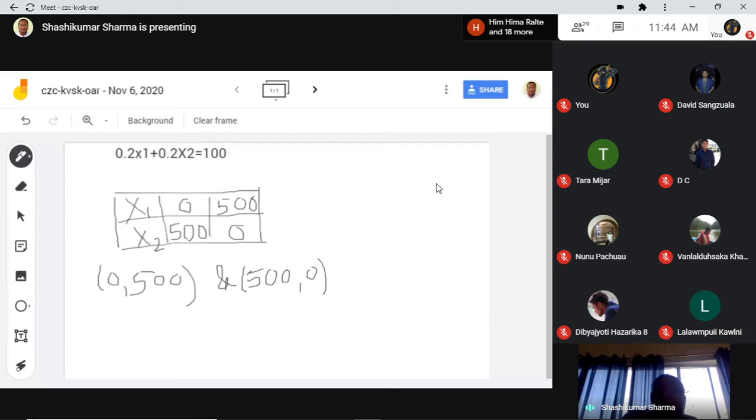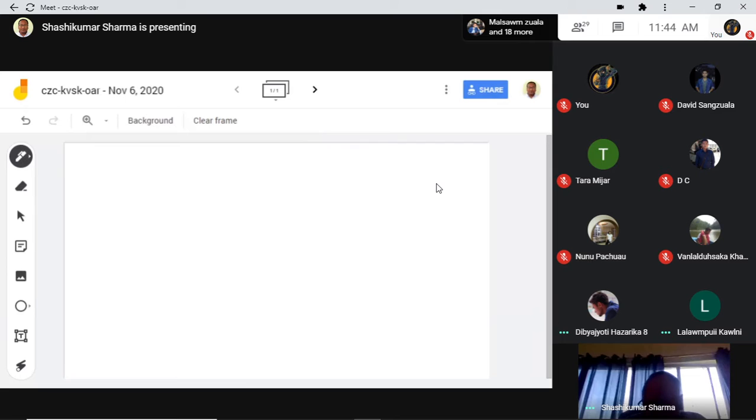Okay. Now the third equation is a bit tricky. Now let me clear this frame. Has everyone copied? Now let me get the third equation. The third equation is a little bit tricky because x1 is not there. You have only x2, right?